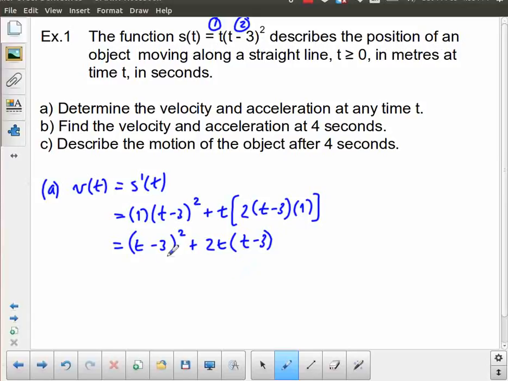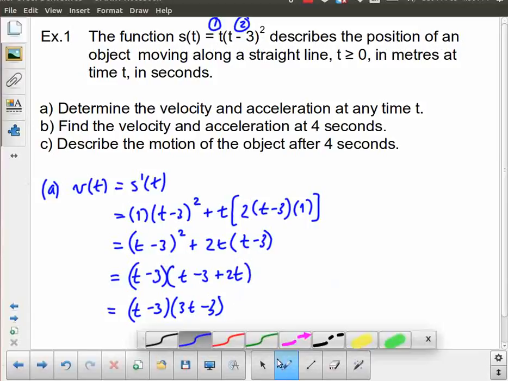And at this point, again, I could expand things out and simplify it, or I could take a look and say, well, I've got a t minus 3 as a common factor here. And then when I take out that t minus 3, I'm left with t minus 3 plus 2t. And this one's going to be 3t minus 3. And just double check that I did that right. Factored out a t minus 3. This one just becomes a 1 times 2t. So, yep, that looks good.